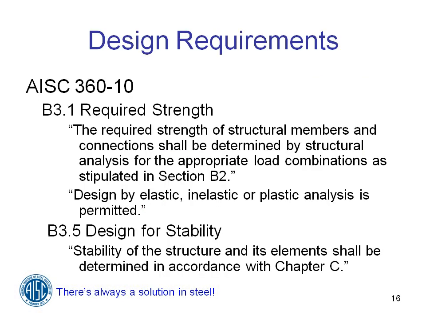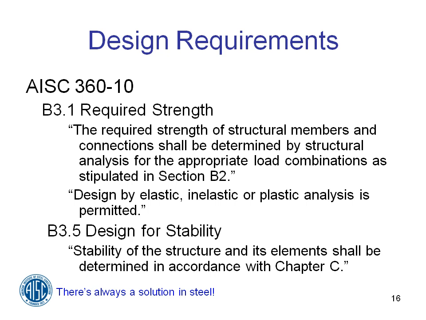Now the basic design requirements are covered in Part B of the specification, and B3.1 is where it provides guidance on determining the required strength. It says the required strength of structural members and connections shall be determined by structural analysis for the appropriate load combinations as stipulated in Section B2. Now that's where you get your ASD and LRFD load combinations.